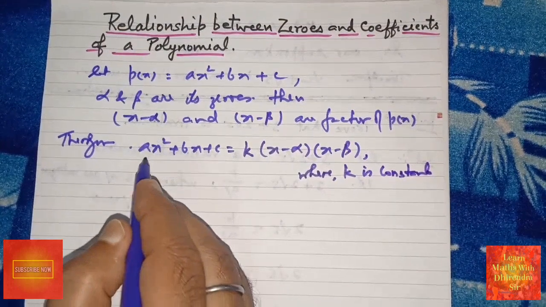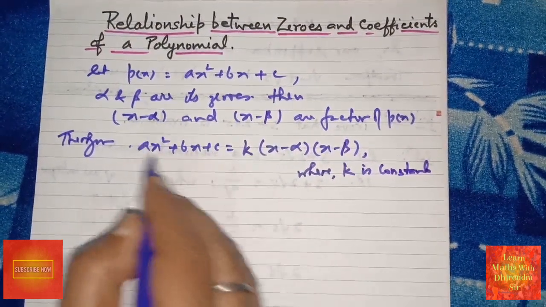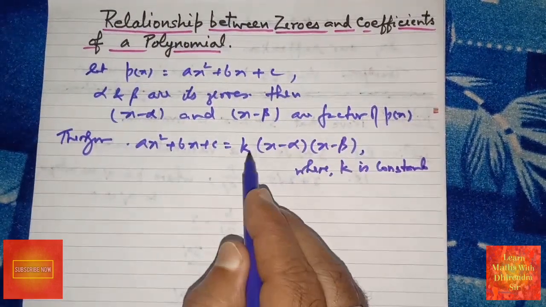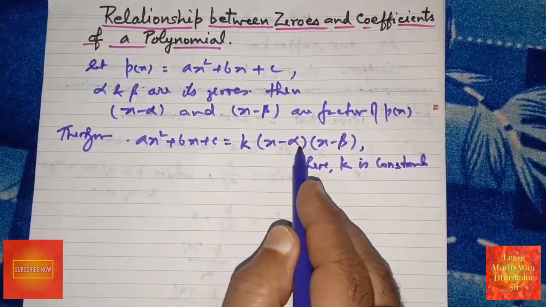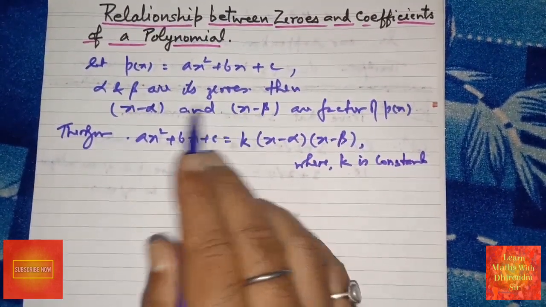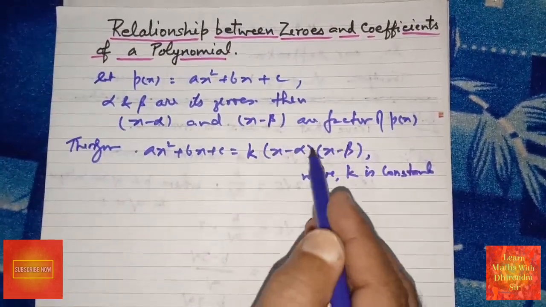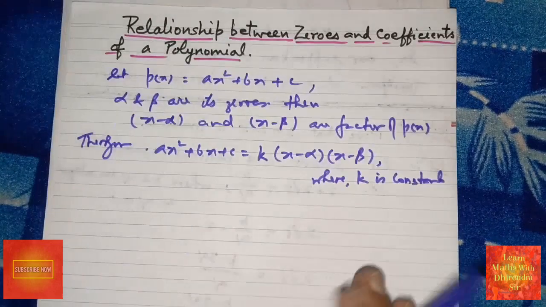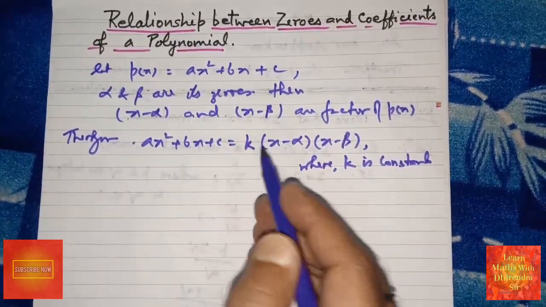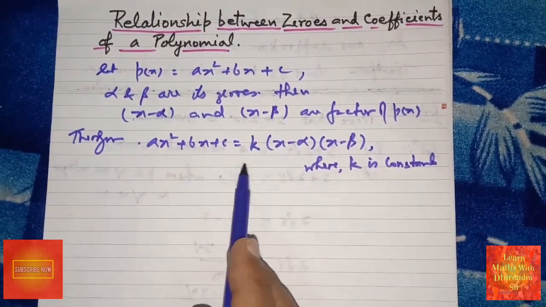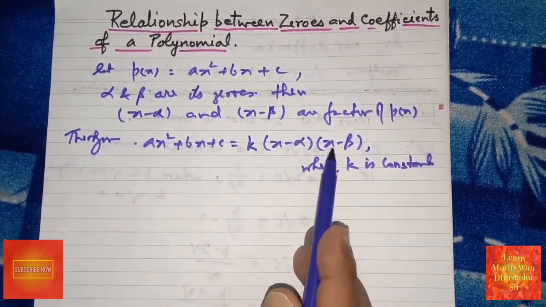You know very well ax square plus bx plus c is a quadratic polynomial. Alpha and beta are its zeros. So x minus alpha and x minus beta are the factors of it. Then we multiplied a constant, so ax square plus bx plus c equal to k(x minus alpha)(x minus beta).